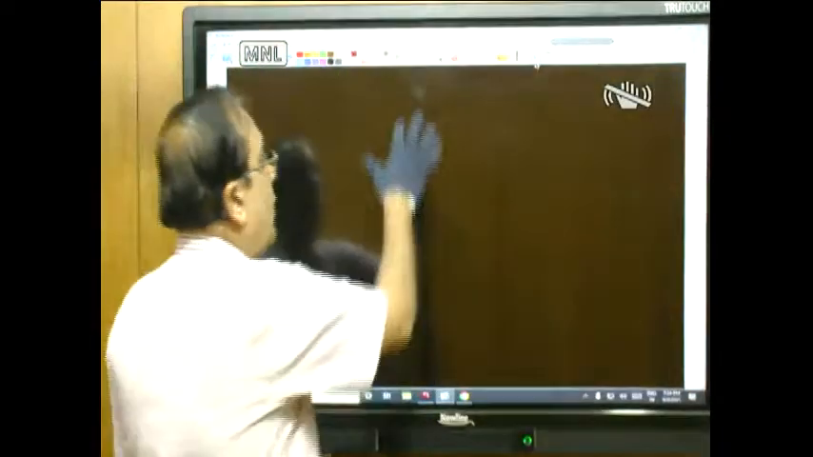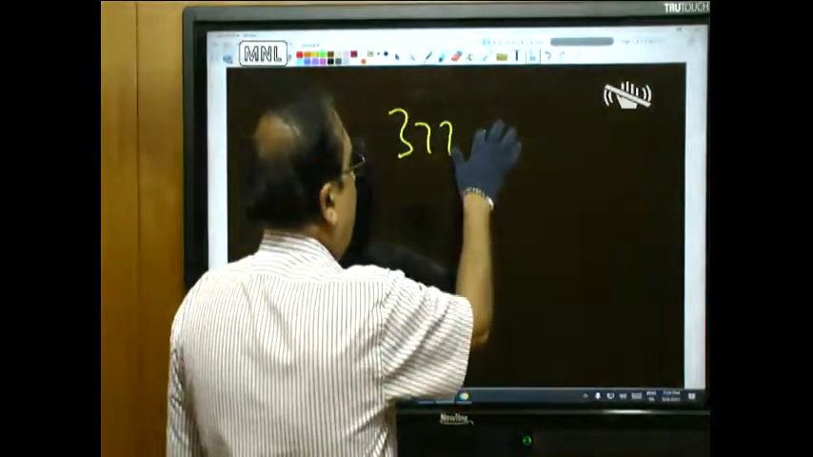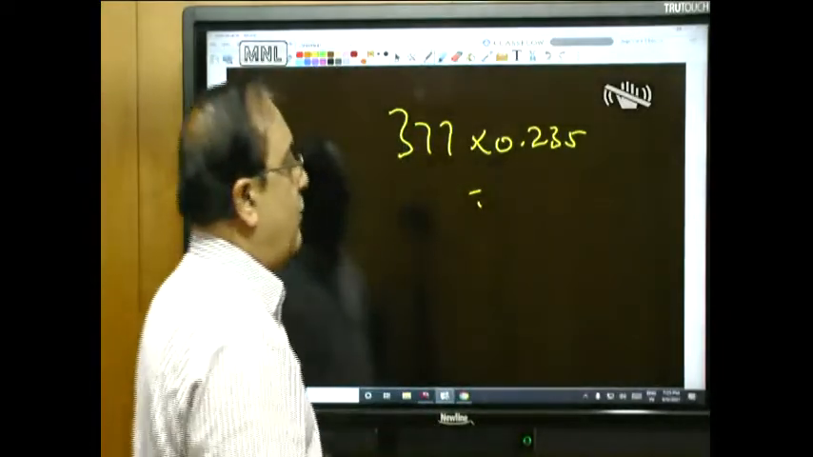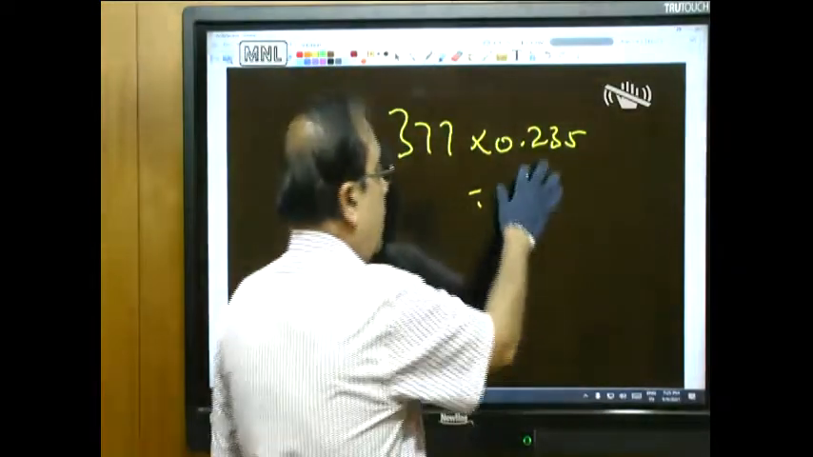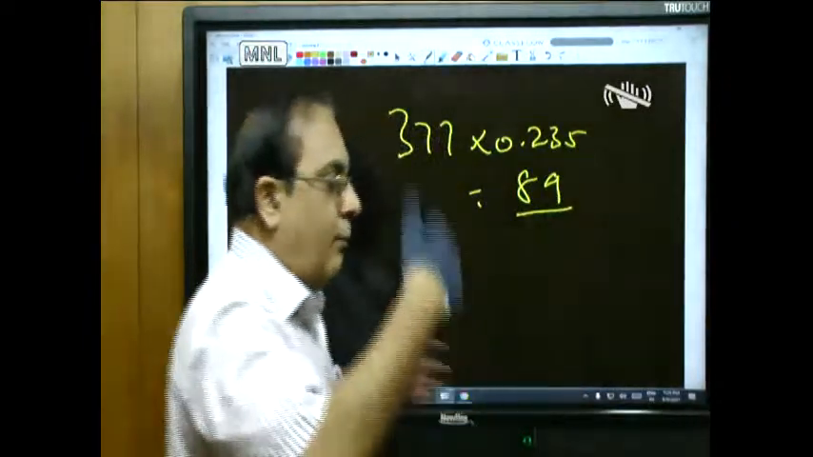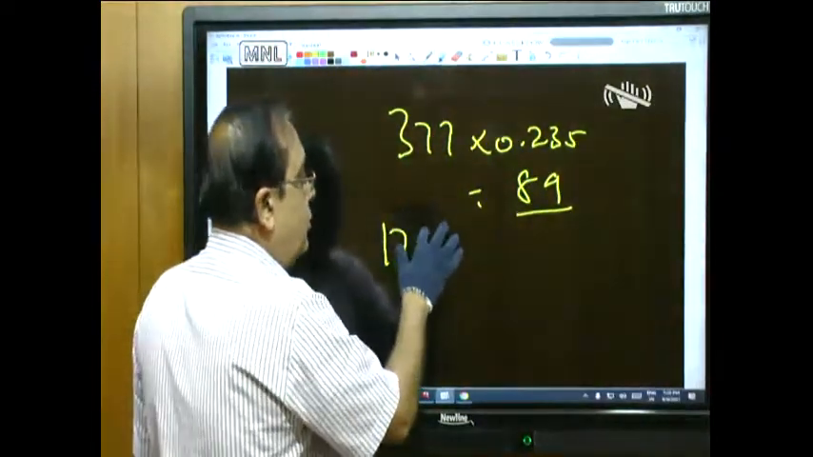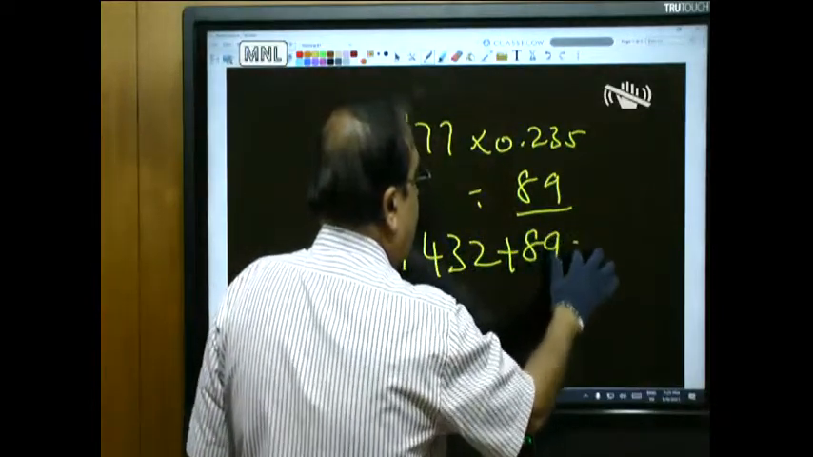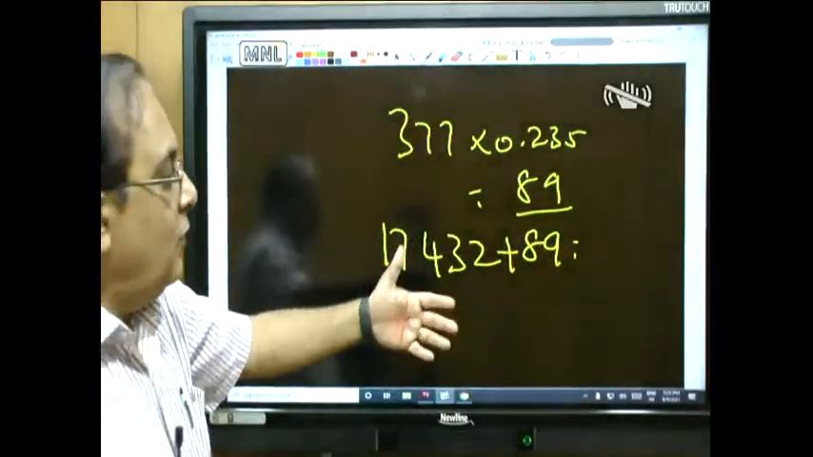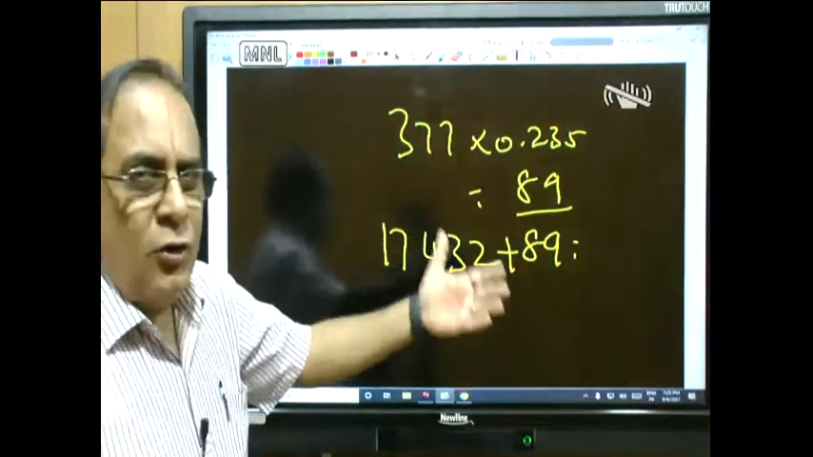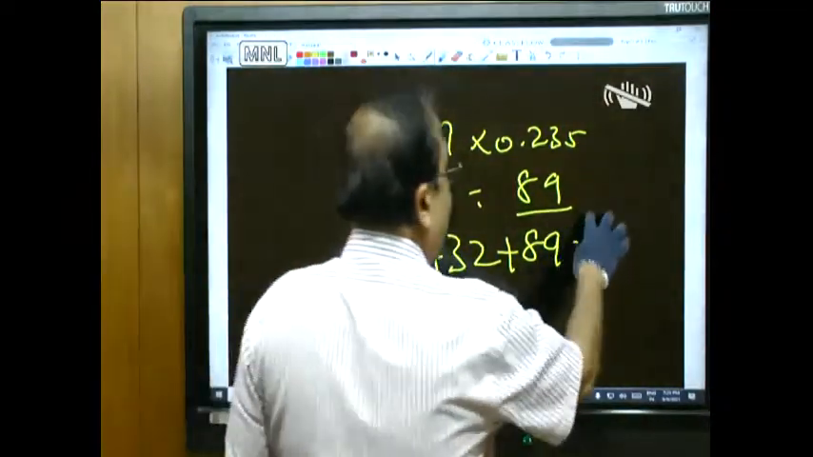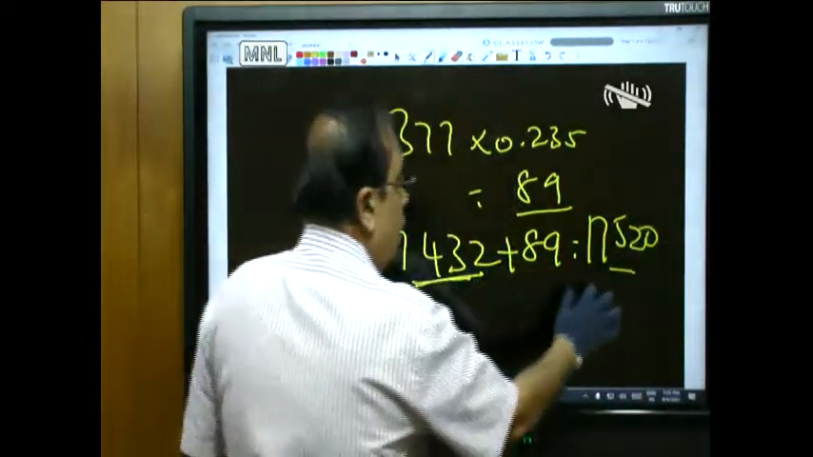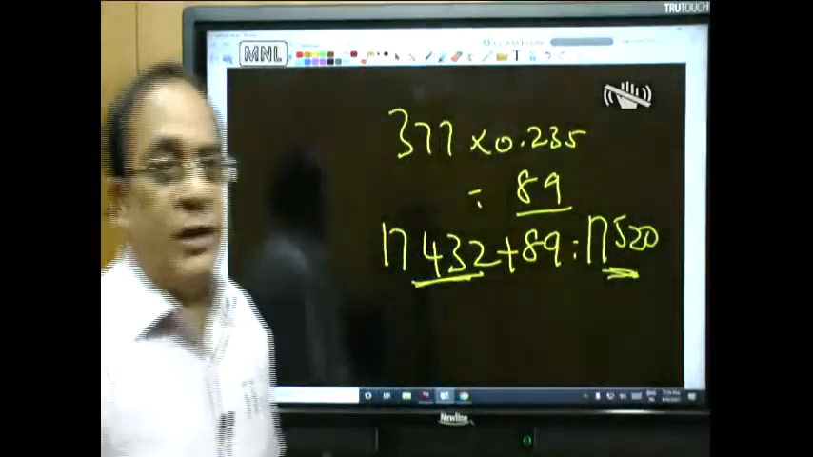So we have 377 into 0.235. Okay, so this is what we saw as something like 89 points, right? So on the upside, when it starts to rally, 17,431 or 432 plus 89, that becomes 17,521 minus 1. So 17,520. So the first resistance, if it breaks 17,432, will come closer to 17,520.